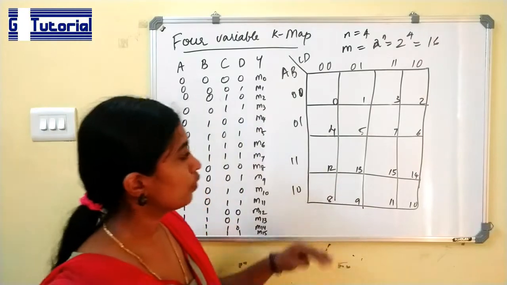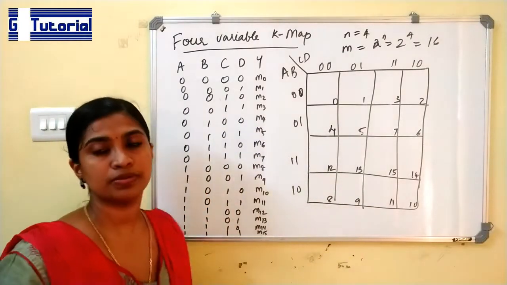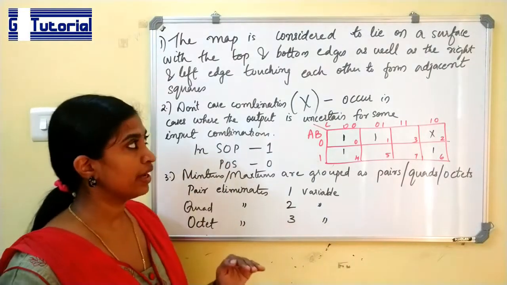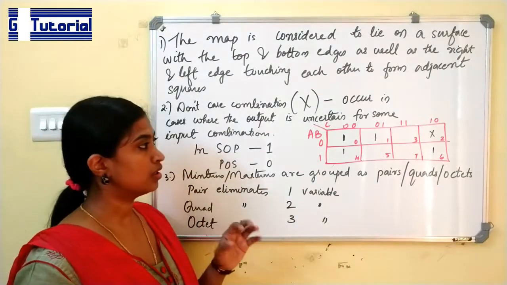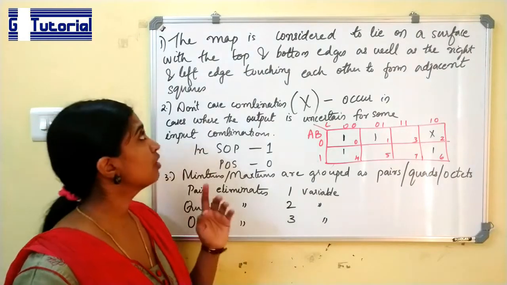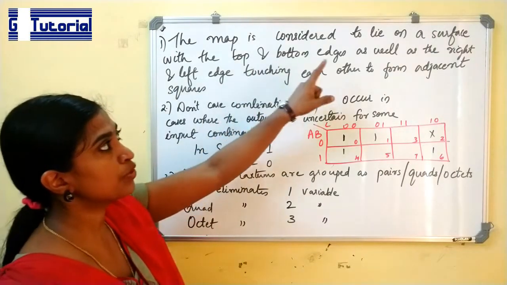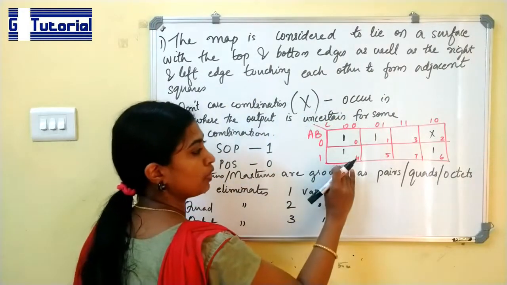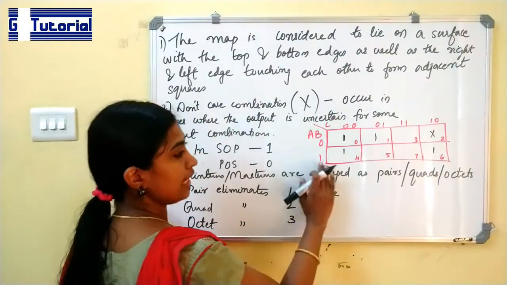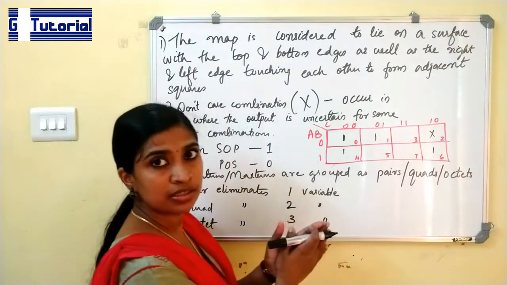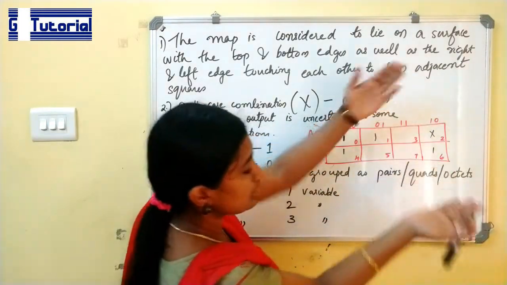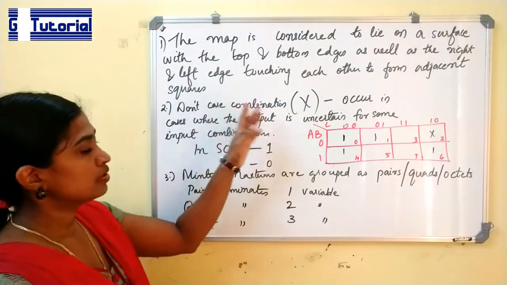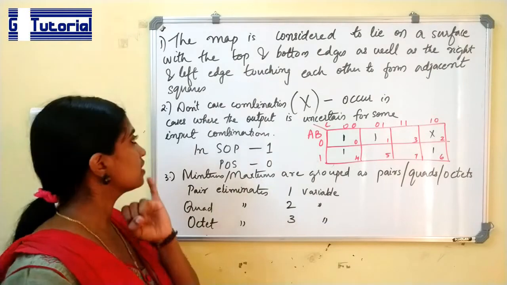Okay. Now let us see some more points about K map. The following points should be kept in mind before solving a Boolean expression using K map. First thing is that the map is considered to lie on a surface with the top and bottom edges as well as the right and left edges touching each other. It seems like these two edges touch each other and these two edges touch each other. That should be the first point that is to be kept in mind.